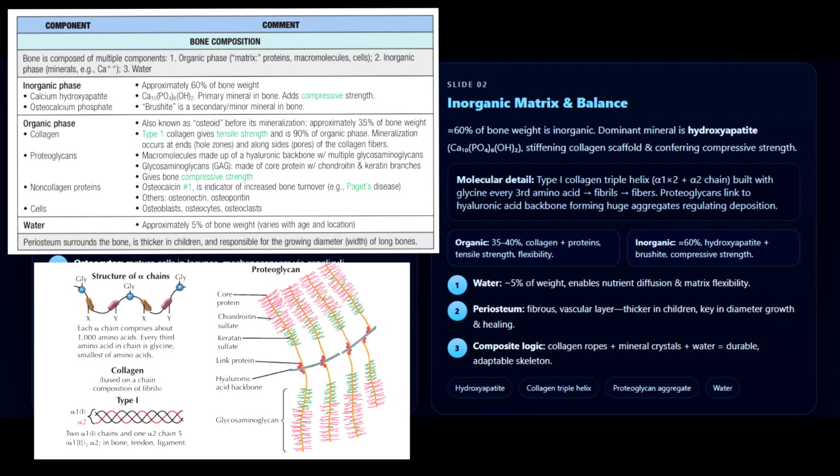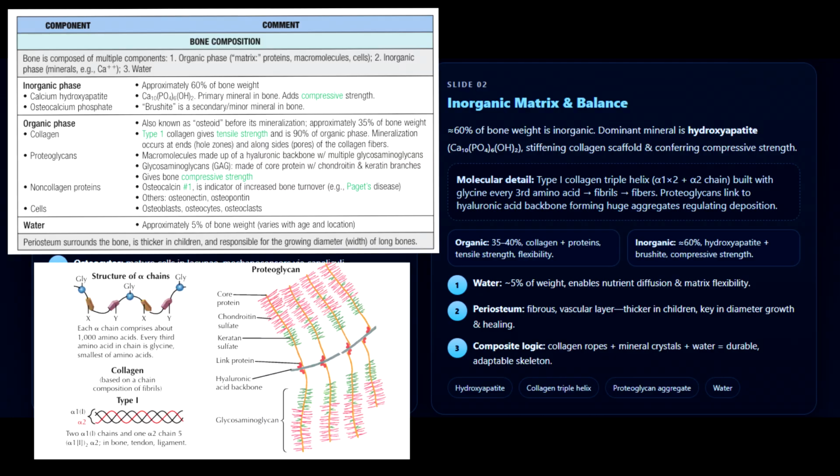Finally, we must not forget water, which makes up about 5% of bone by weight. Though it seems small, water is critical to the diffusion of nutrients and the flexibility of the matrix. Its proportion varies depending on age and location.